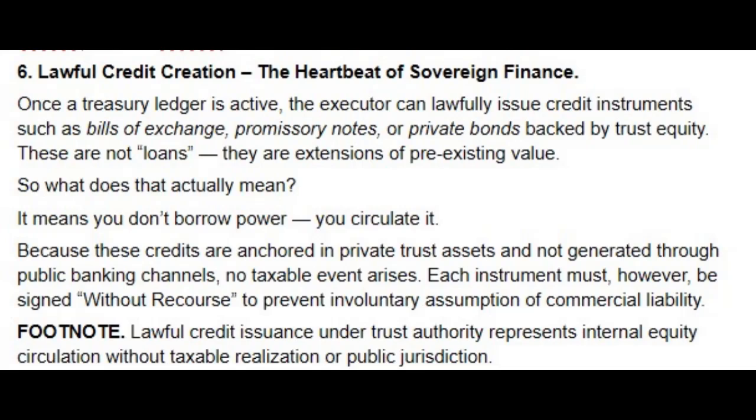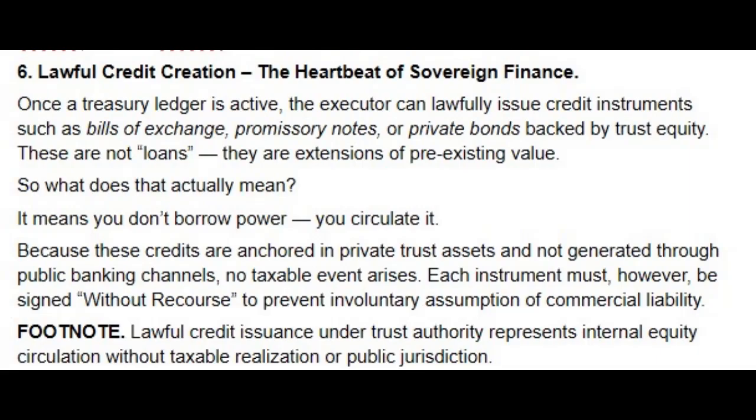6. Lawful credit creation, the heartbeat of sovereign finance. Once a treasury ledger is active, the executor can lawfully issue credit instruments such as bills of exchange, promissory notes, or private bonds backed by trust equity. These are not loans, they are extensions of pre-existing value. So what does that actually mean? It means you don't borrow power, you circulate it.